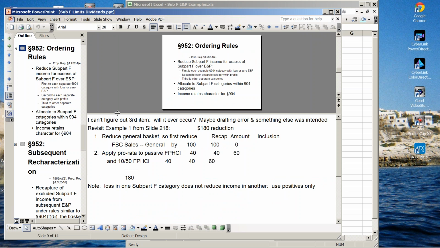I have not been able to figure out in nearly 20 years of dealing with this rule how you ever get to that third option. So when you encounter this, get out the regs and cookbook it.